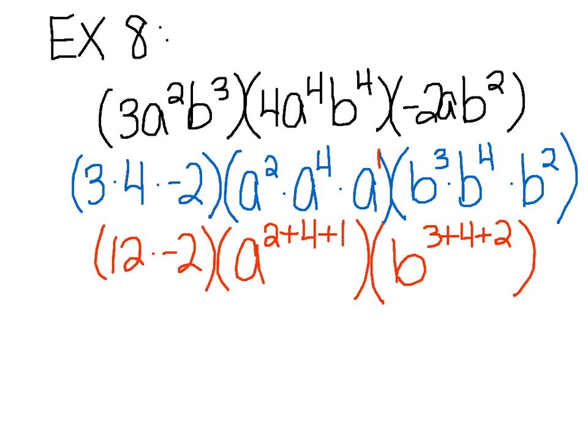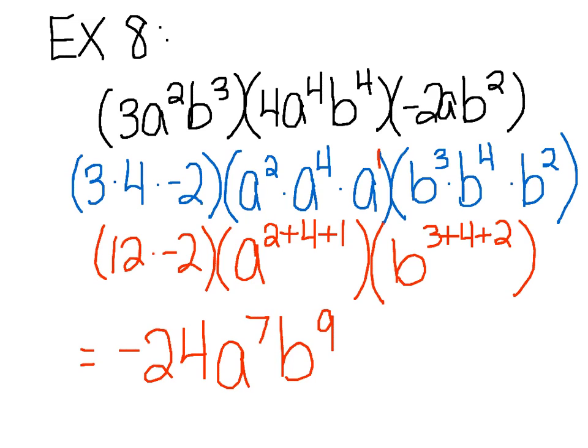Having done that, let's simplify further. 12 times negative 2 is negative 24. A to the 2 plus 4 is 6, plus 1 is 7. And b to the 3 plus 4 is 7, plus 2 is 9. So if you got negative 24, a to the 7th, b to the 9th, then you did this problem correctly, and you understand how to multiply monomials. But let's look at one more example.